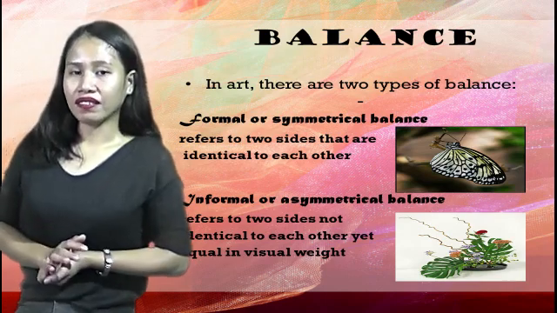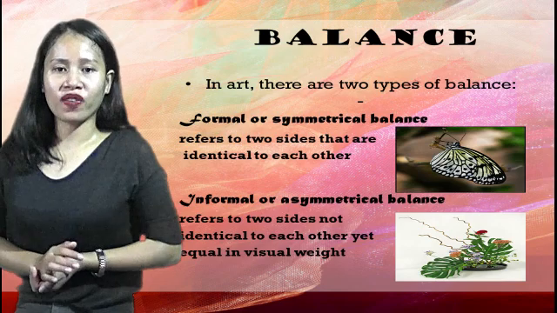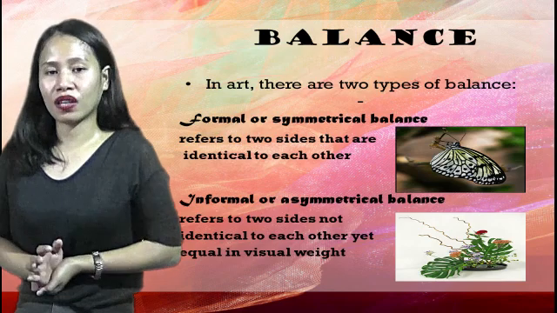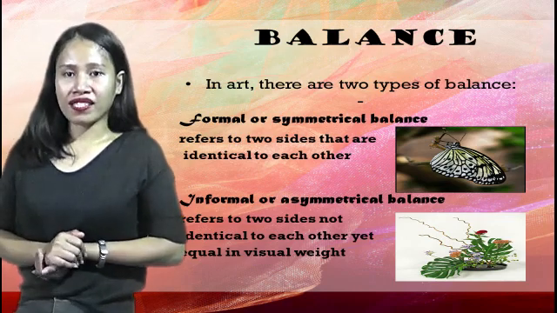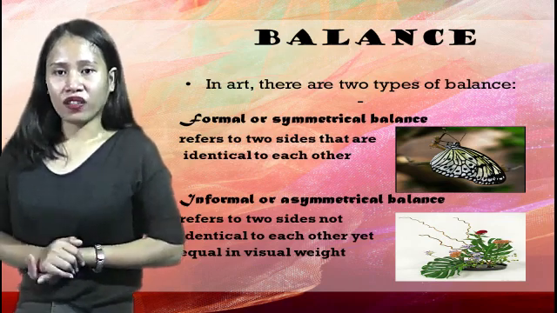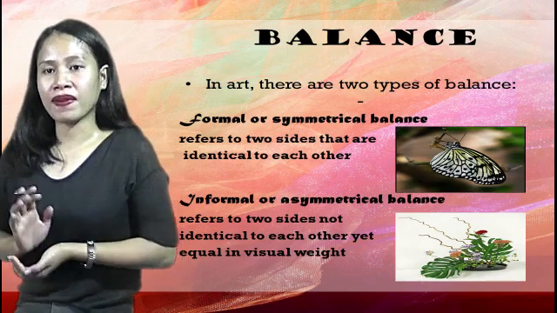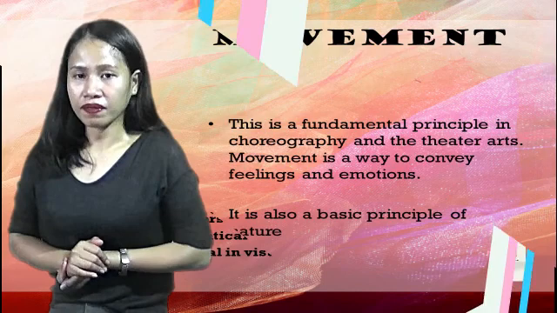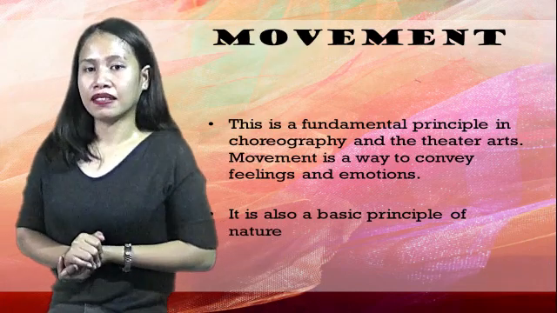On the other hand, informal balance or asymmetrical balance refers to two sides not identical to each other yet equal in visual weight. For example, the Japanese art of flower arrangement is a good example of design that uses asymmetrical balance. Let's move to the next principle, which is the movement.